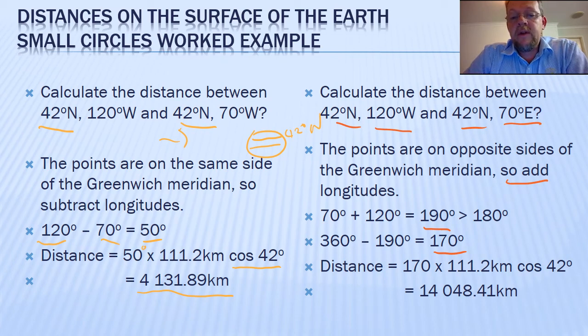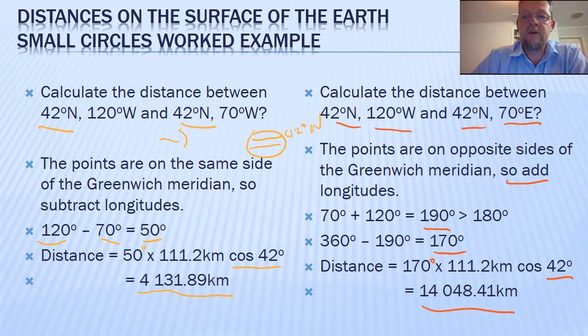So 360 degrees take 190 is 170. It's easier to go 170 degrees rather than 190 degrees around the surface of the Earth. You're going to save yourself 20 degrees worth of travel. So we have 170 degrees multiplied by 111.2 multiplied by the cosine of the angle of latitude, and this time it's 42 degrees, same as before, and that should give us 14,048 kilometers.